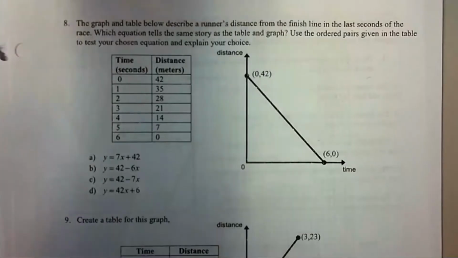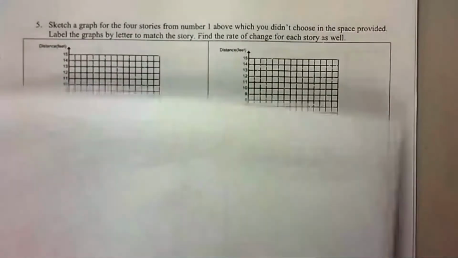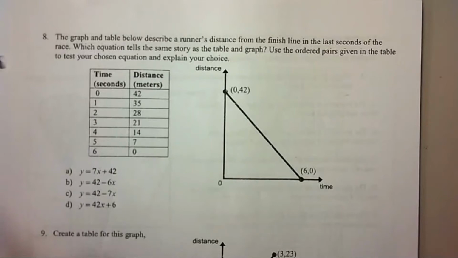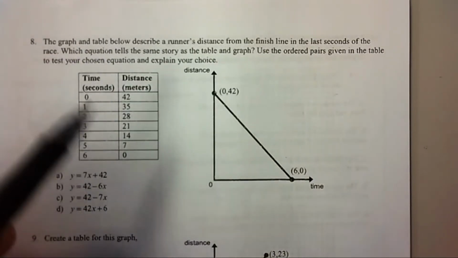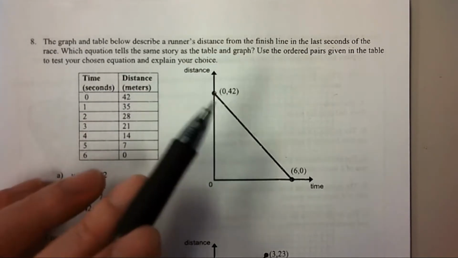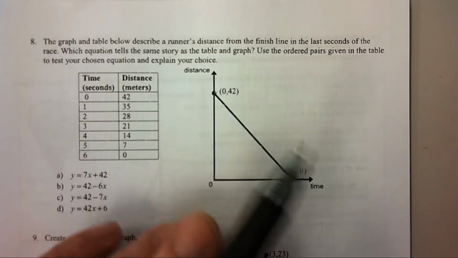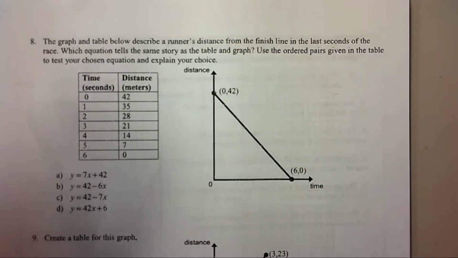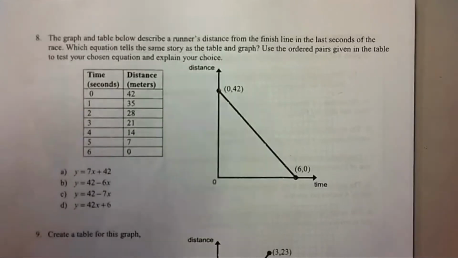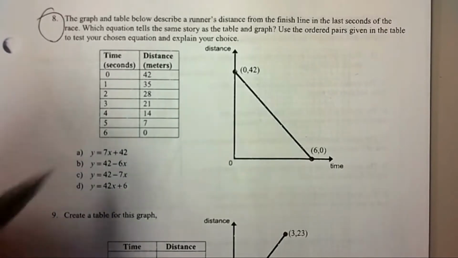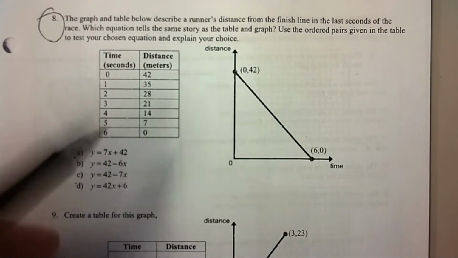Okay, last page we're going to do for today is page 59, and this one starts off with number 8. So number 8 says, the graph and table below describe a runner's distance from the finish line in the last seconds of the race. Which equation tells the same story as the table in the graph? Use the ordered pairs given in the table to test your chosen equation and explain your choice. Alright, so right now I want you guys to decide, number 8, which equation matches up with this data and that graph.